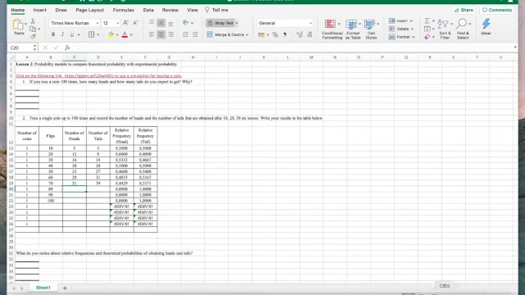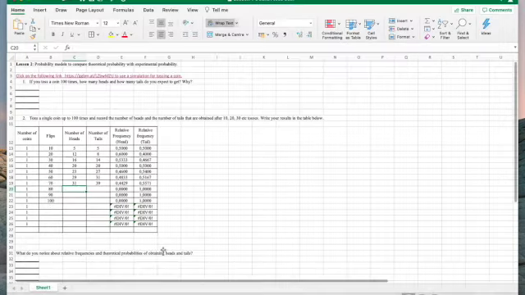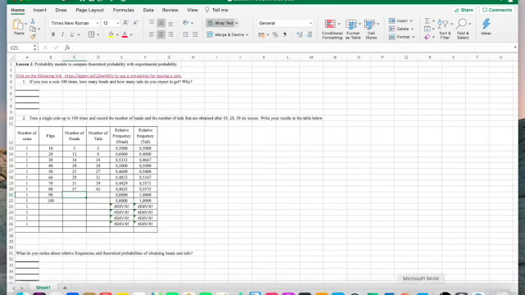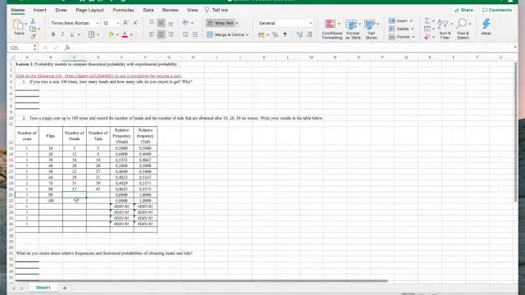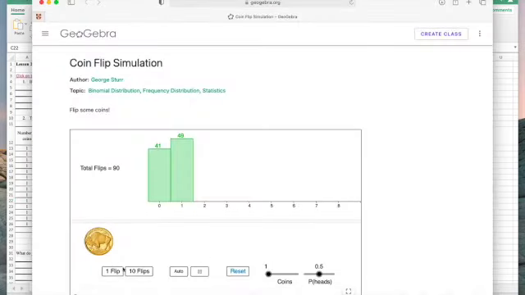Let's go to 80 now. 37, 43. Let's go to 90. Then we will talk about this. We get 41, 49. Then let's go to 100. That's another 10. 45, 55.